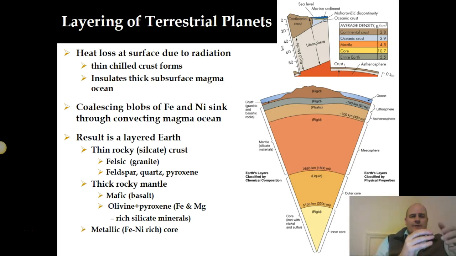Well, why would it be different? Why would one be solid and one be liquid? Well, it has to do with the pressure. And the pressure is so great that the inner core has to be a solid, whereas as it goes out, the pressure becomes less and less, and so now you can have a liquid core.